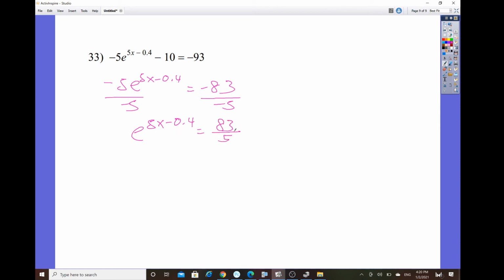It's not a nice looking number. That's fine, okay? So we take the natural log on both sides, so we can get rid of that e. So 5x minus 0.4 equals natural log of 83 over 5. So this one is some kind of irrational constant. And then we just add 0.4 on both sides.